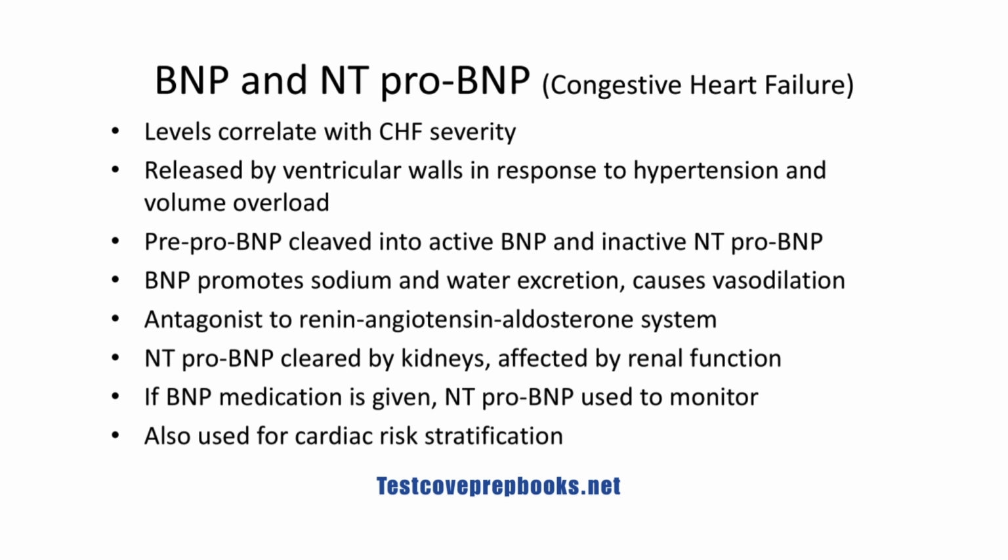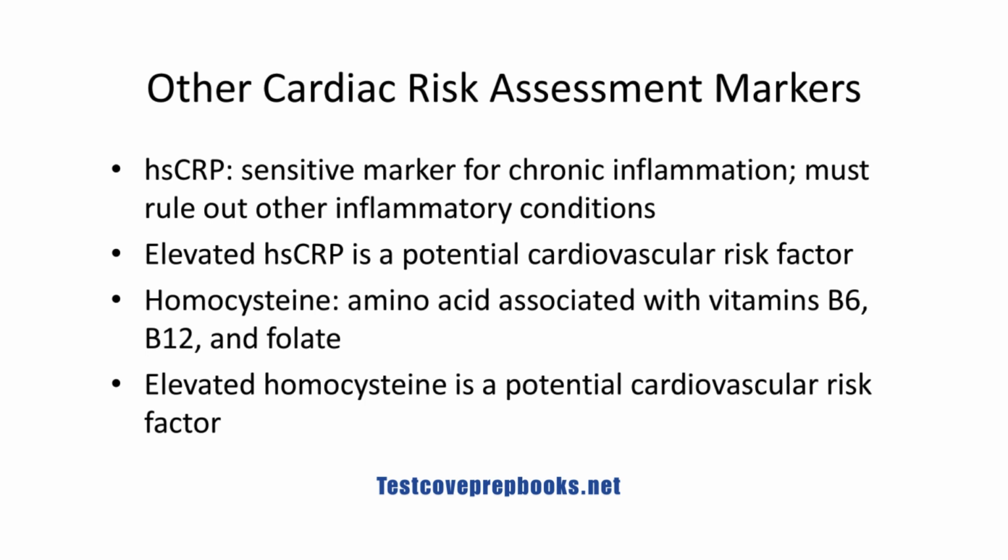NT-proBNP, the inactive form, is cleared by the kidneys and may be influenced by renal function. When BNP is given as a medication, NT-proBNP is used to monitor the patient's natural BNP production. Both markers are also used for risk stratification. Other risk assessment markers include the high-sensitivity C-reactive protein, or HSCRP, a marker of chronic inflammation. It must be measured when there are no other inflammatory conditions present, such as infection or arthritis. Elevated HSCRP suggests increased cardiovascular risk.